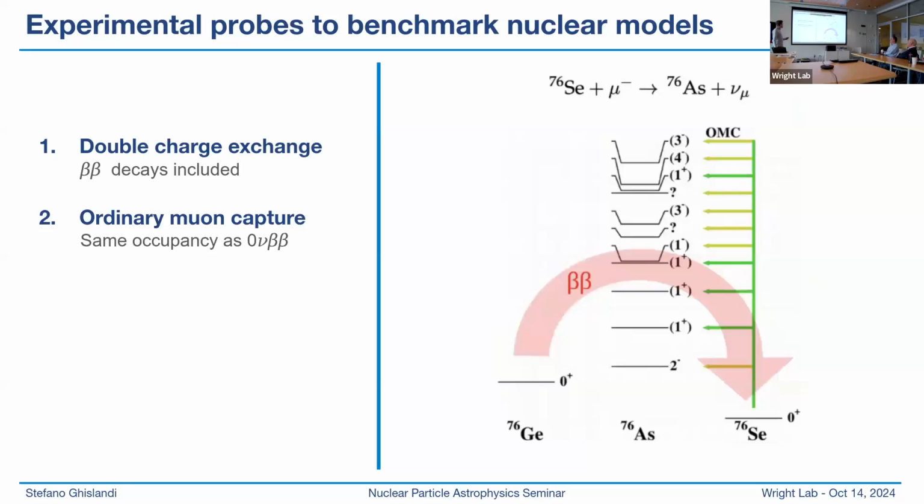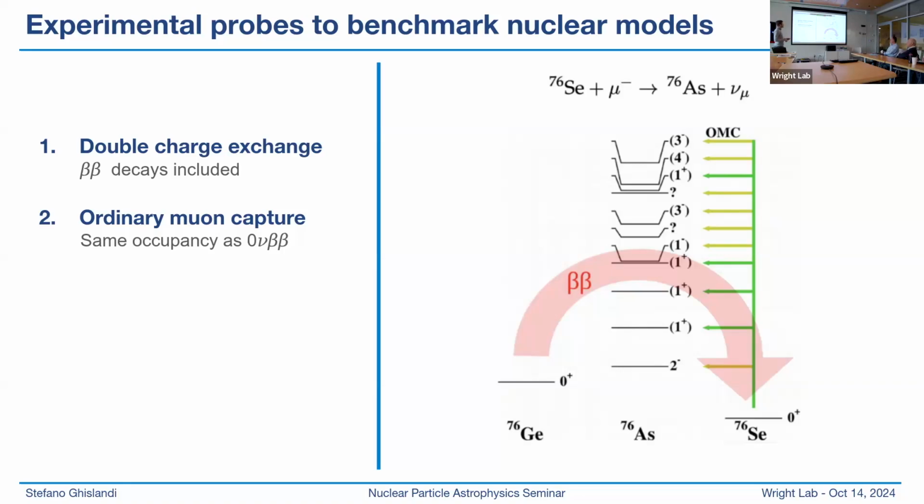Then you can also go for ordinary muon capture. So you have a muon that is captured by a nucleus. So it's a reaction between the muon and a proton. There is an exchange of a W, and a neutron and a muon neutrino come out. And this is similar to the double beta decay because it's a double charge exchange.